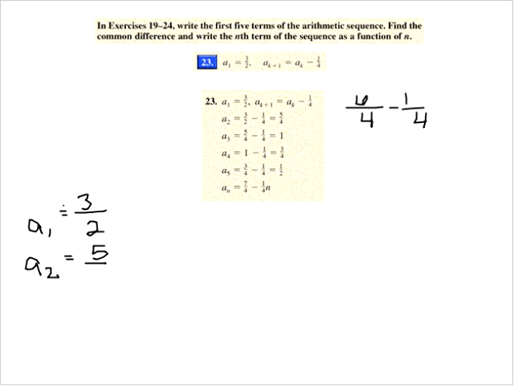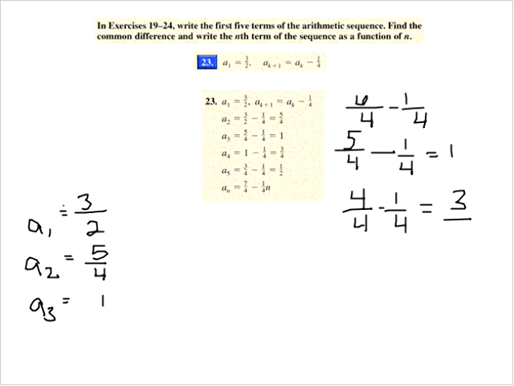Then we take 5/4 and subtract off 1/4 to get 1. So 5/4 minus 1/4. Then we'll do 1, which is the same thing as 4/4, minus 1/4 to get 3/4. And lastly, 3/4 minus 1/4 is 2/4, which is 1/2.